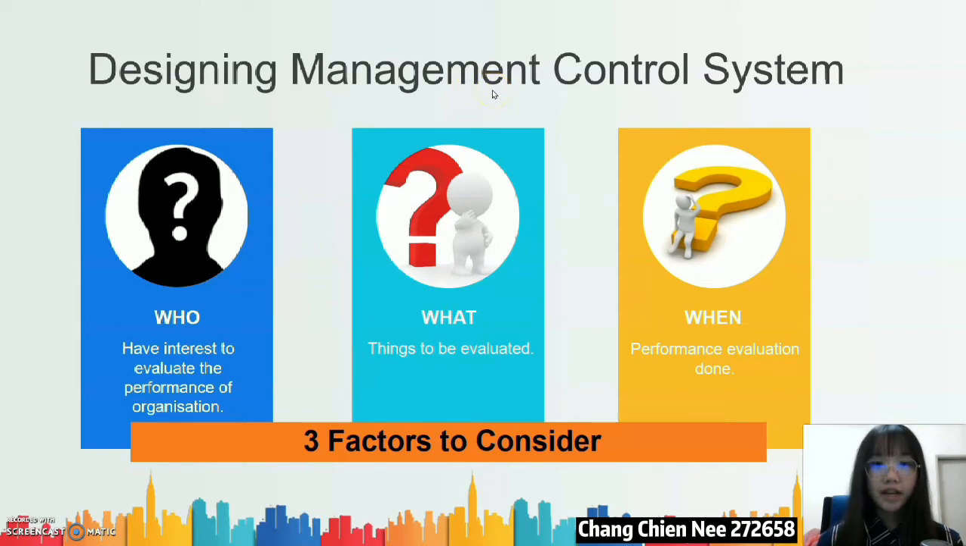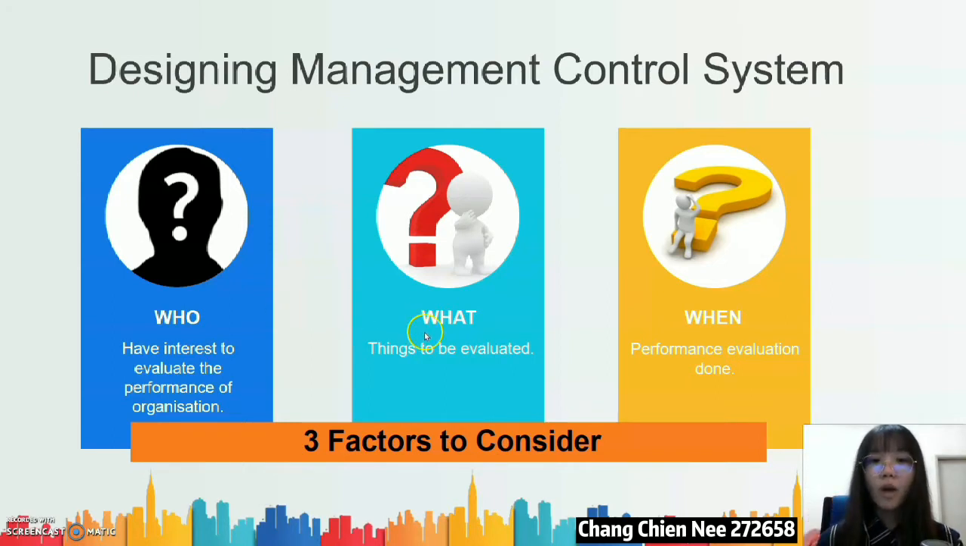In designing a management control system, which is well known as MCS, there are at least three factors to be taken into consideration. First is, who is the interested party in evaluating the performance of an organization? We should know that the perception of every individual is different regarding job satisfaction or work ethic. So, when designing the MCS, it is necessary to keep this factor in mind.